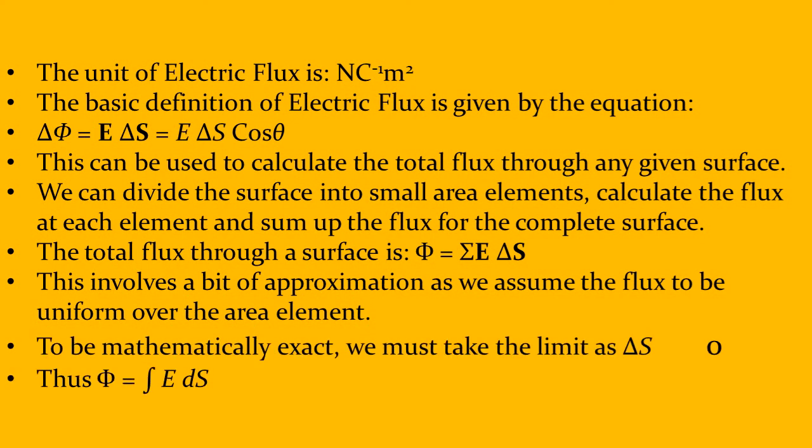Now, to be mathematically very exact, we can do this by simply taking the limit of delta S tending to 0. That means we take the area element smaller and smaller as possible. So if I take that and then calculate for each element and integrate, then phi, the total flux over the area, is equal to the integral of E dot dS.